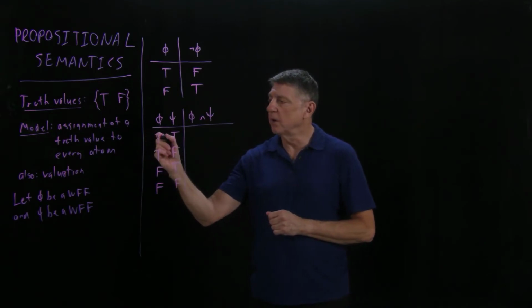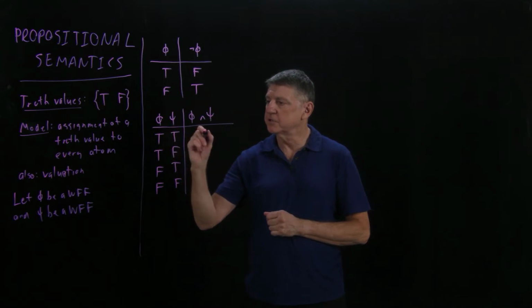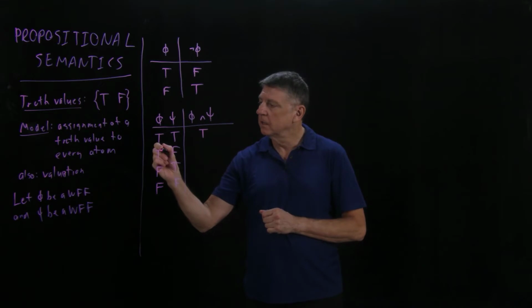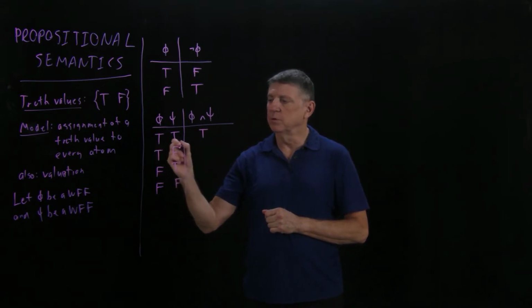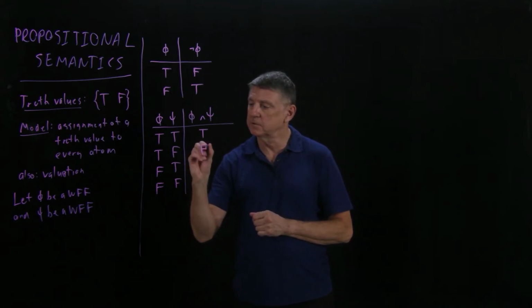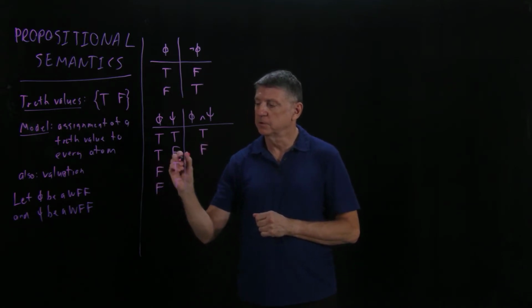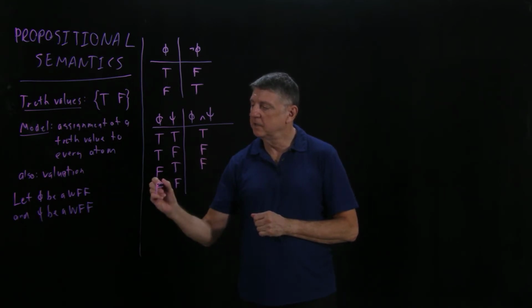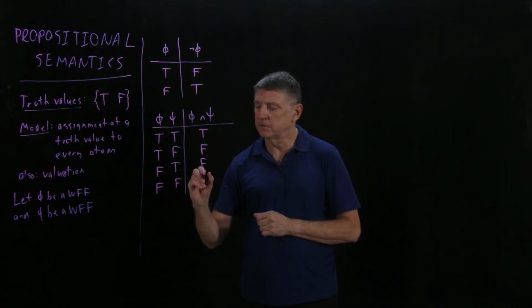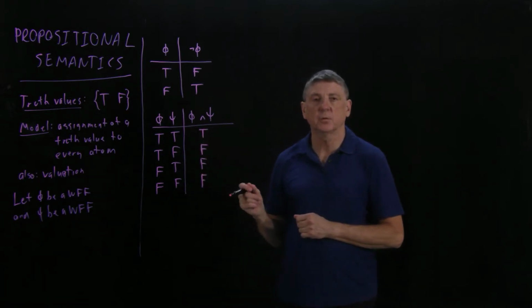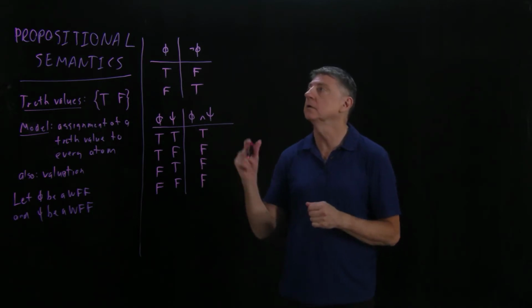Going through this row by row, the left conjunct is true, the right conjunct is true, the conjunction is true. I'll write these under the operator. Here, the left is true, the right is false, so it's not the case that they're both true, so that is false. Here, the left is false, the right is true, so that evaluates to false. And here, the left is false, the right is false, that evaluates to false. And we can see that this truth table is capturing what in English we mean by the word and.